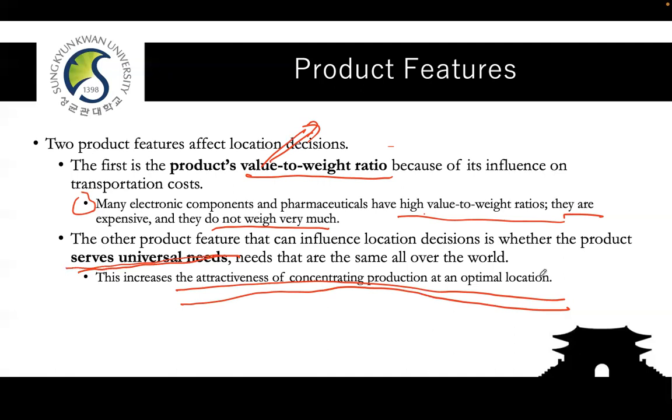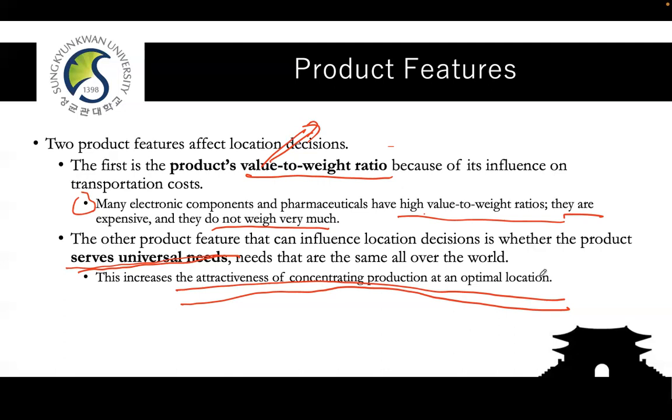But again, these are the two major factors of product features. First, the value to weight ratio, how high it is. If the value to weight ratio is high, meaning that the value is much higher than the weight. See the examples there, pharmaceuticals that have the formula, they have this kind of equipment, but the more important thing would be the pattern and the formula. Also electronic components and things, their values are much higher than their weights.